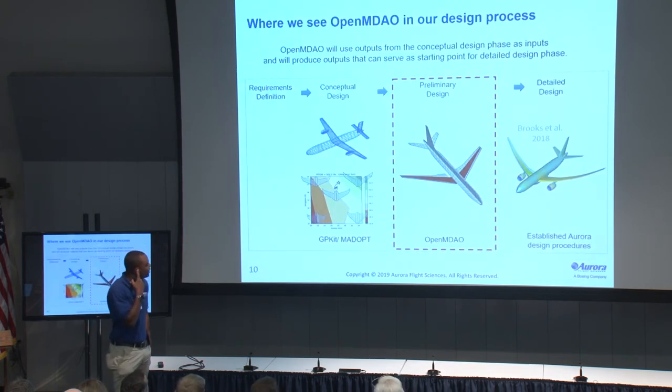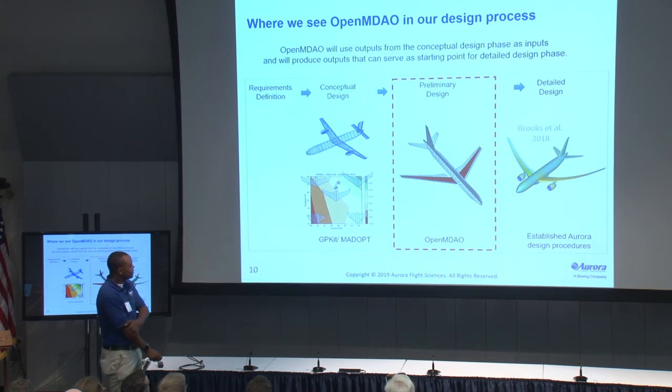Finally, where we kind of see OpenMDAO falling in our design paradigm at Aurora is somewhere between conceptual design and detailed design, where basically we have some low-level, low-fidelity tools to look at some of the low-level metrics of our aircraft once the requirements have been defined. And once a rough idea of kind of the broad parameters of the aircraft have been defined.